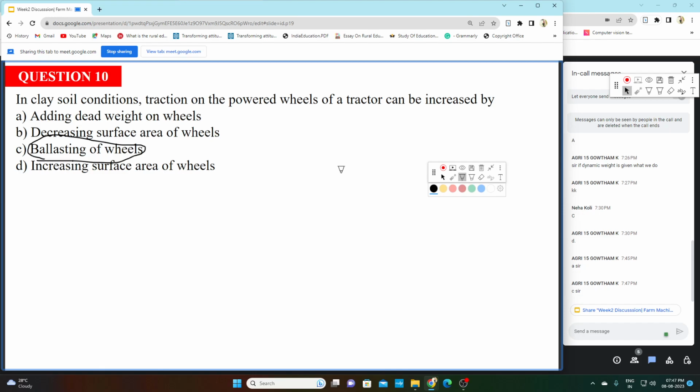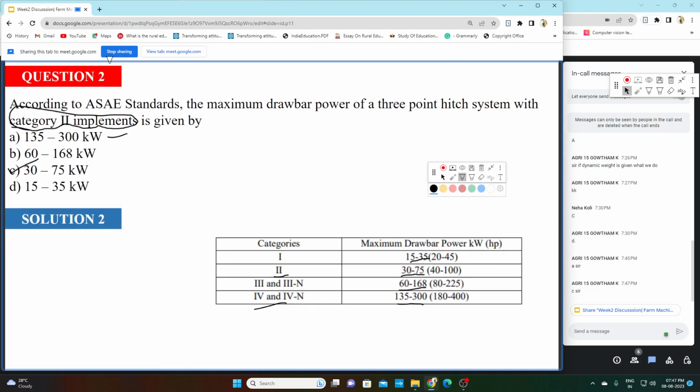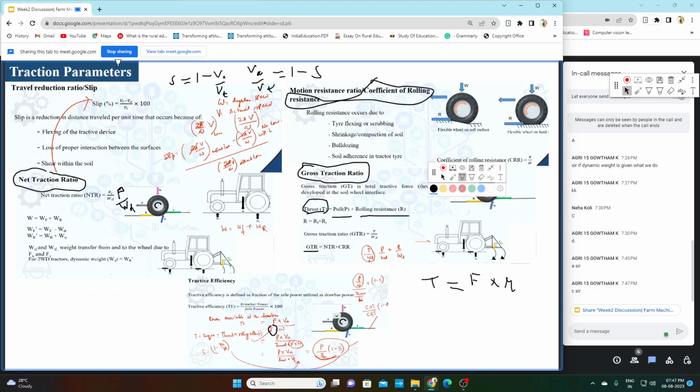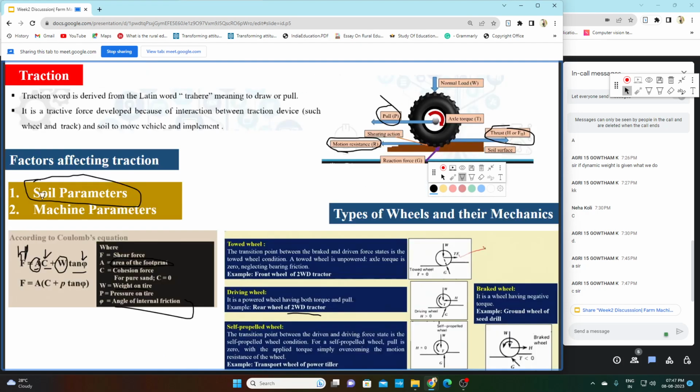So, clay soil. Let me take you back to the traction equation, where it will be more clear. This is your traction equation: H equals AC plus W tan phi. Here A and W are your machine parameters. A is the contact area of the tire, W is the weight coming on the tire. C and phi are your soil parameters. C is the cohesion of the soil, phi is the angle of internal friction of the soil.